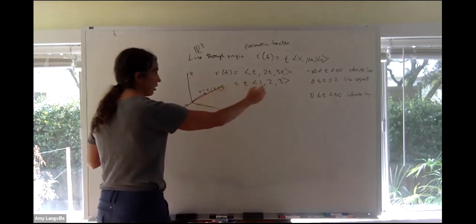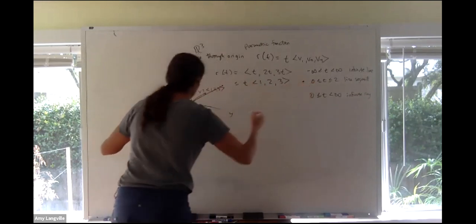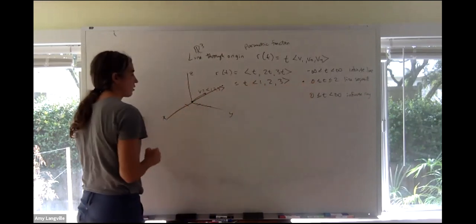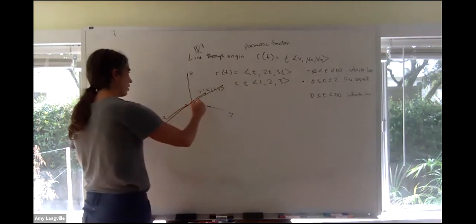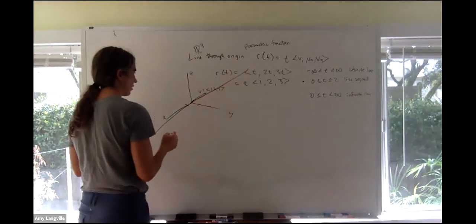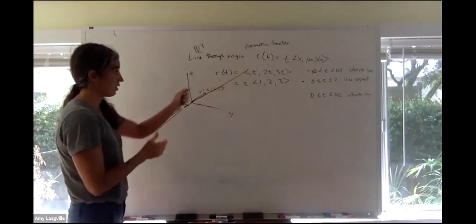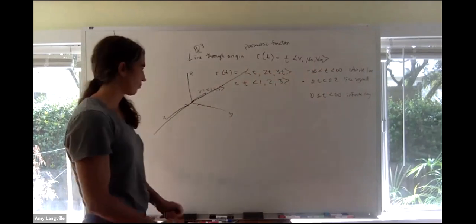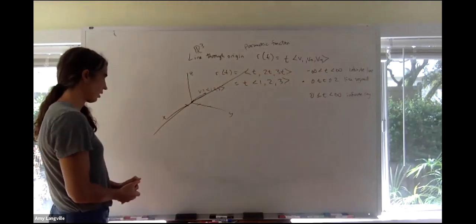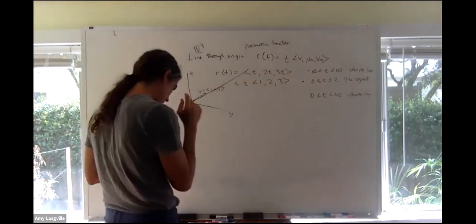That would be using this part here. Let's say from there to there. If I'm doing the entire infinite line, it would go like that. That would be r of t equals t, 2t, 3t from negative infinity to infinity. Okay, let's see what else.